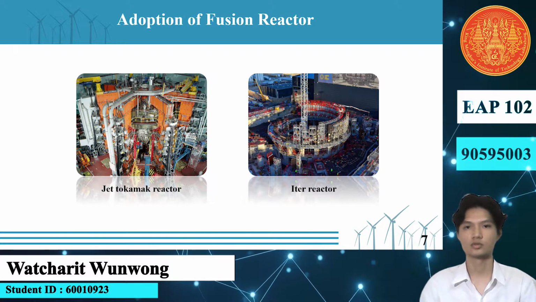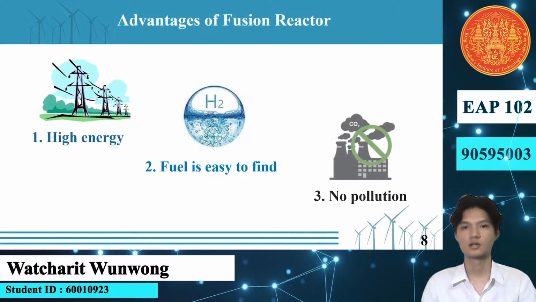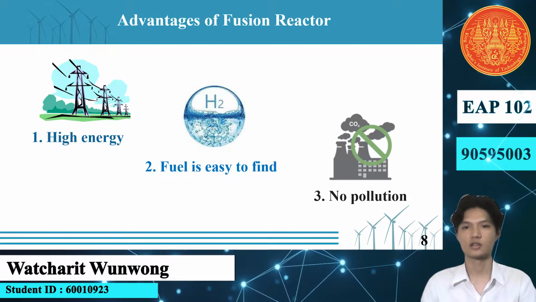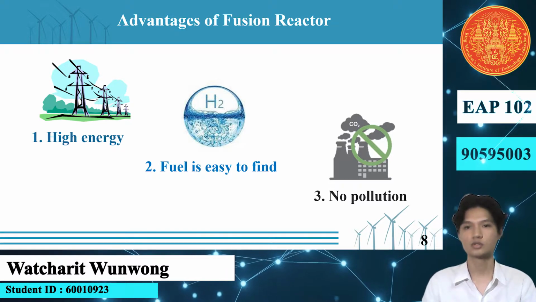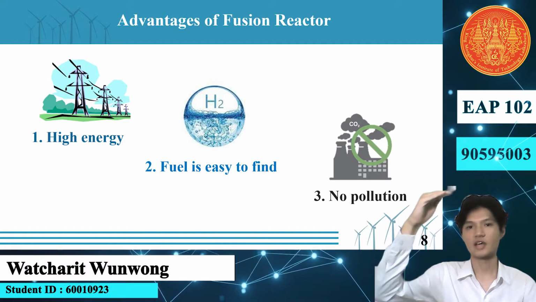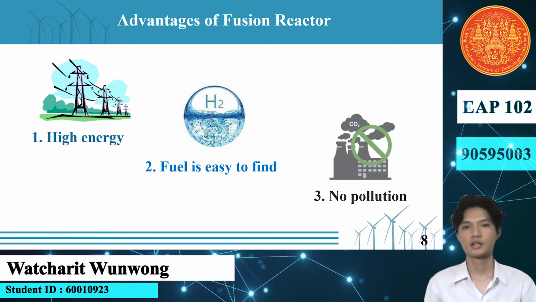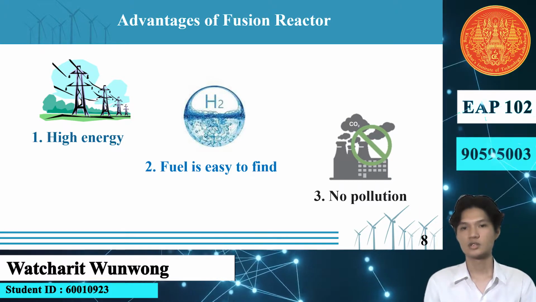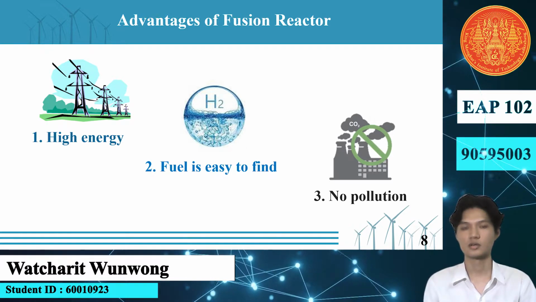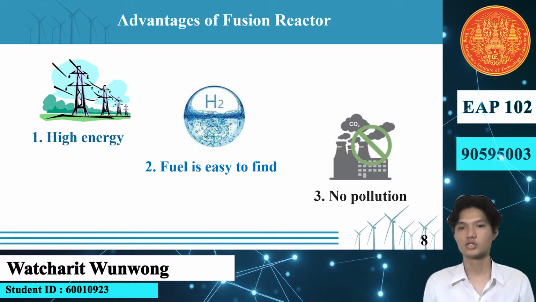Okay, let's move on to the advantages and disadvantages of fusion reactor. Let's start with the advantages of fusion reactor. First, a fusion reactor would provide higher energy than energy sources currently in use. Second, the fuel is hydrogen, which is readily available in nature. And third, it does not release pollution to the environment.